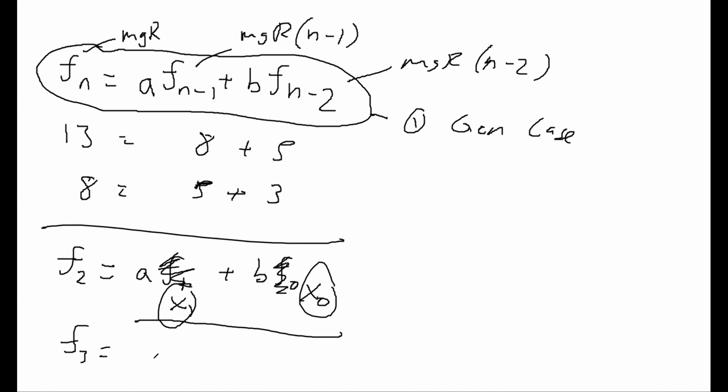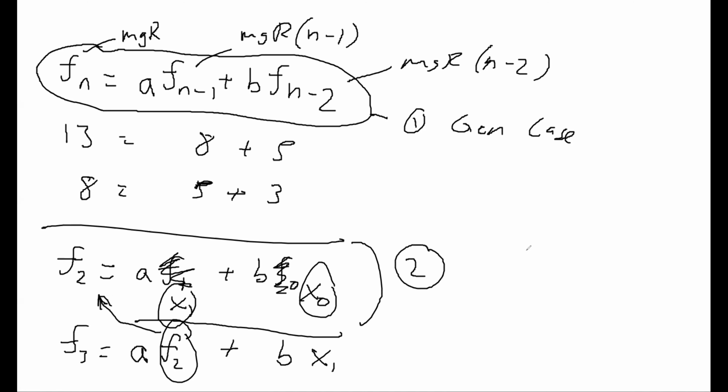f3 is going to be something similar. This will be x1 still, but this one's going to be f2. And we can call this because we just did it up here, and also the number we plug in is at least 2. 2 or more is always fine: integers that are 2, 3, 4, 5, 6. So this is the n equals 2 case, and this is the n equals 3 case.